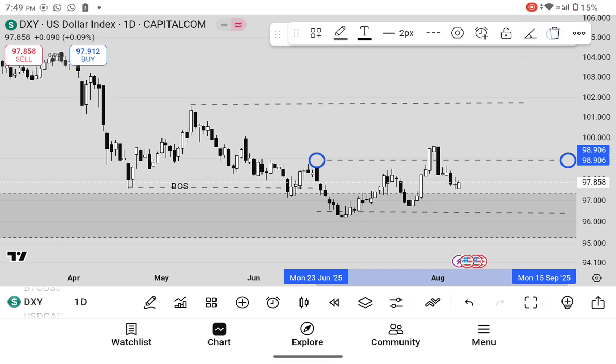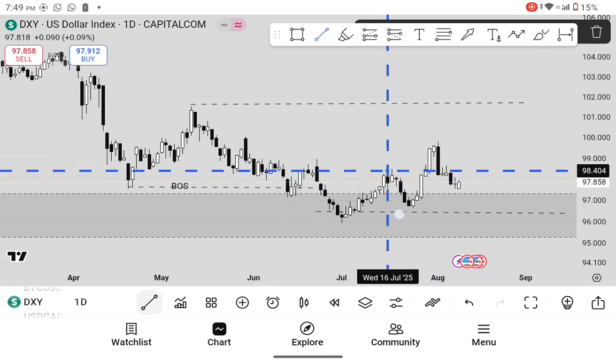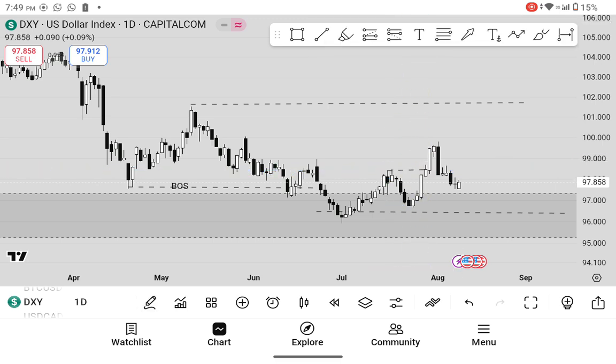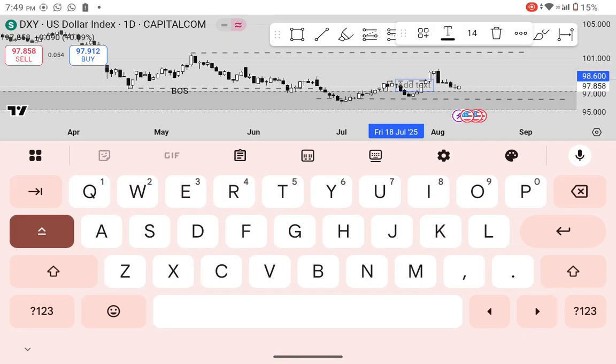Now, this is our daily time frame. In this daily time frame, you start by understanding the market has taken out this high, giving us a change in the state of delivery. That means the market has changed from the sell side to the buy side.